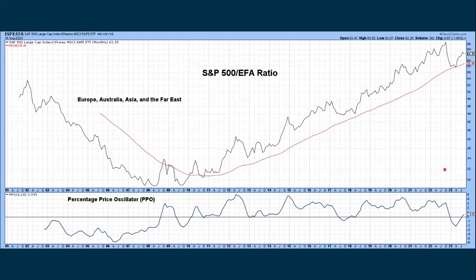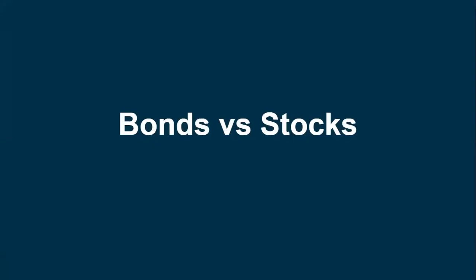We look at the S&P 500 and compare it with stocks in Europe, Australia, Asia, and the Far East, where we're above the moving average. So that's positive, even though we're ticking down. This is a monthly chart, so it takes quite a while for this to readjust. We look at the percentage price oscillator, or PPO, on the bottom, and that's continuing to advance above zero. So even though we're seeing some weakness right now, we're holding up, at least for this time.